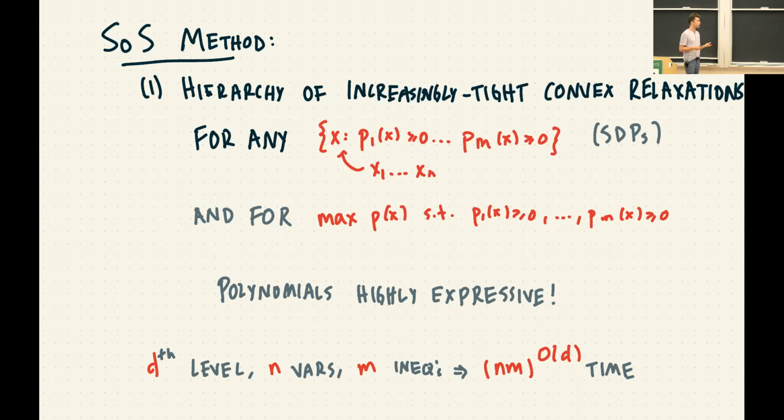What is the sum of squares method? Or I'm going to start abbreviating it to SOS. SOS is a few things. The first, most mathematically concrete thing that it is, is a hierarchy of increasingly strong, increasingly tight convex relaxations obtained from any non-convex set in, let's say, R^n, that's defined as the set where a whole bunch of polynomials are simultaneously non-negative. So these are some multivariate polynomials with real coefficients. And this is the set where those polynomials are all non-negative.